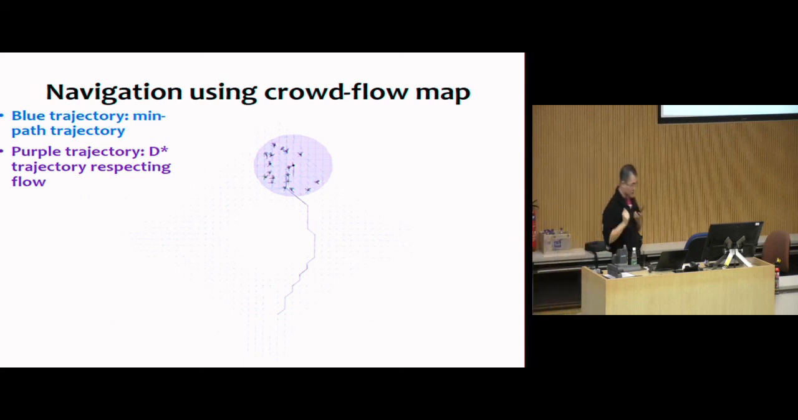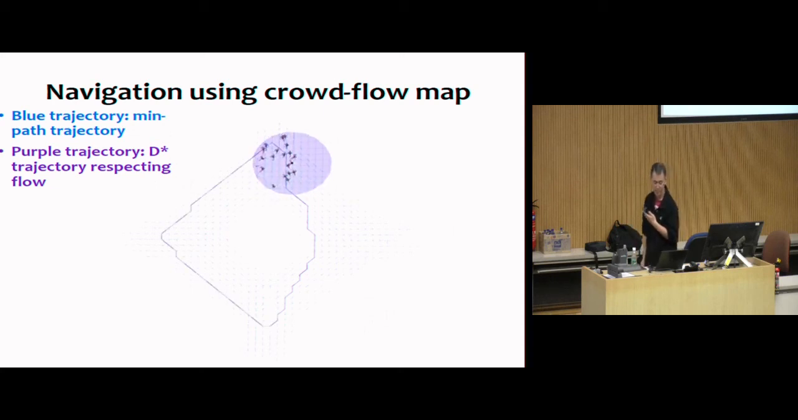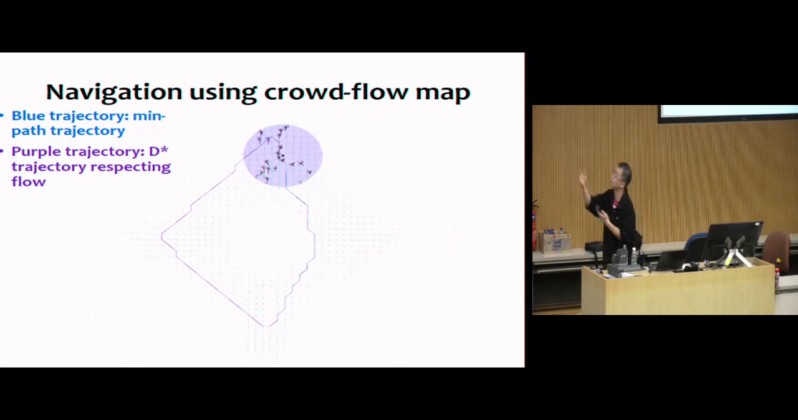However, if you consider the flow map, then the robot will choose to navigate on the other side. This is what's happening. The robot will first plan a trajectory, and then it will navigate through this trajectory. We are using the D-star algorithm so that when the map changes in time, the robot will also adjust its trajectory in time.